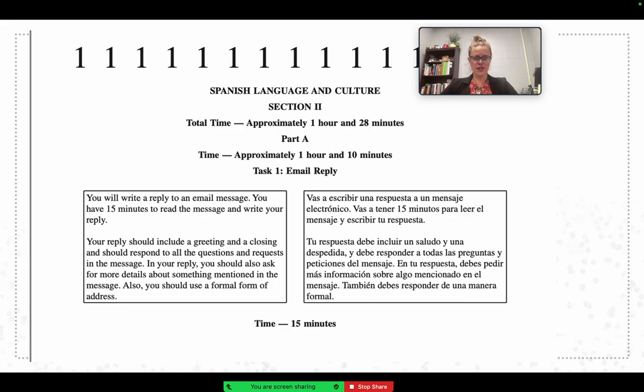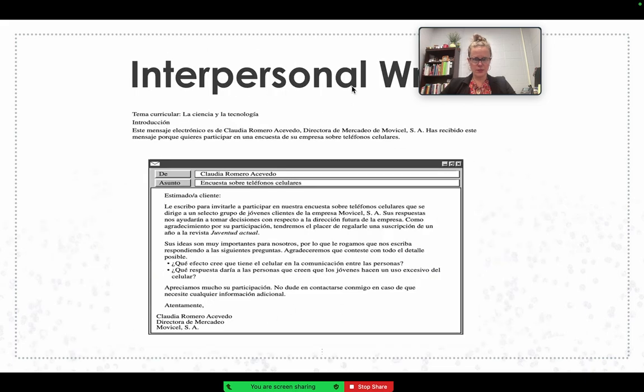Okay, and the first thing that's going to happen is you're going to get your packet, and the proctors will kind of walk you through with the timing. So you'll have 15 minutes to read and respond to this email message, and I'll give you a couple tips and tricks with that. You don't need to read the directions because you'll already know what to do, okay? But this is what it looks like, and you see the number 1s at the top. That indicates that this is the first of your 4 FRQs. Okay, so 15 minutes for the email reply.